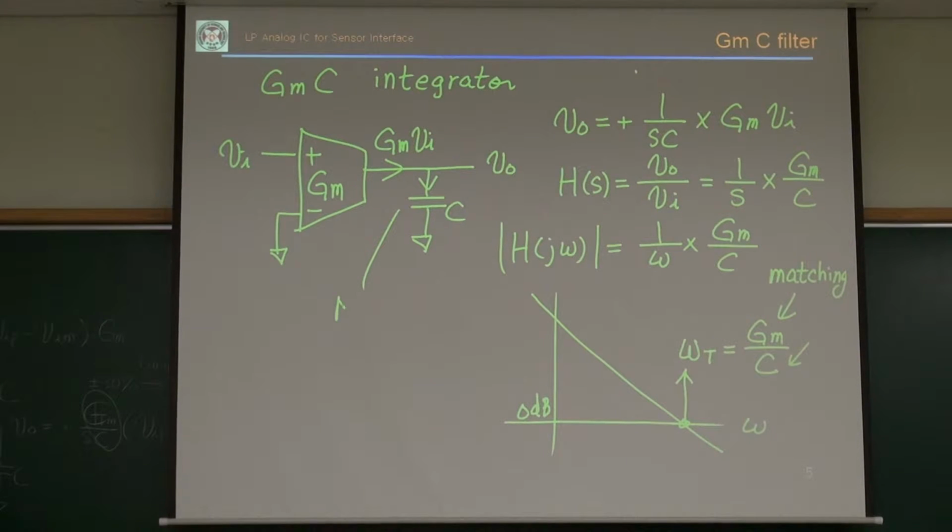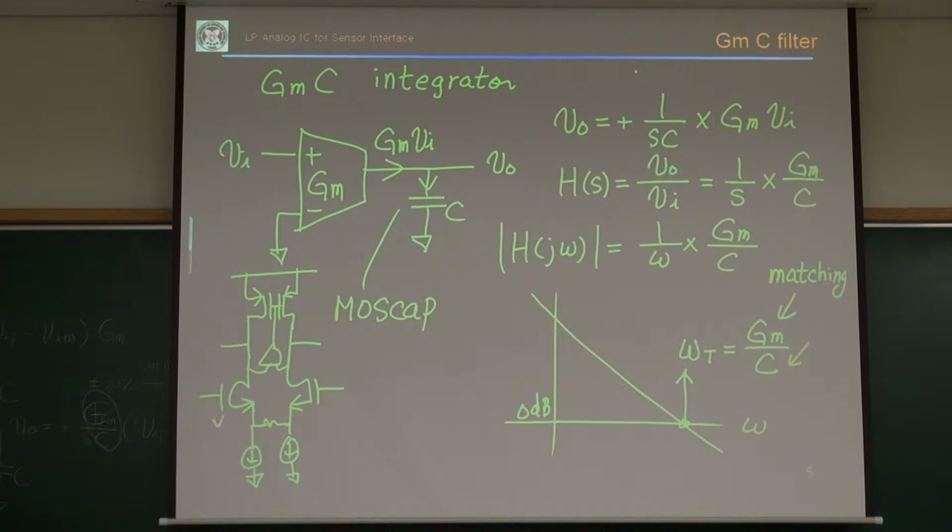So if we implement this C by a MOS capacitor, this GM transconductor can be easily implemented by a differential pair, something like that. This is my transconductor. So I need some CMFB control or something, right? This is a differential version of my transconductor.